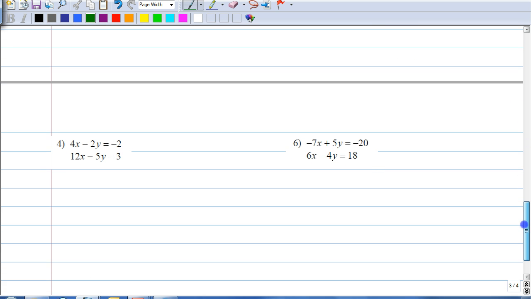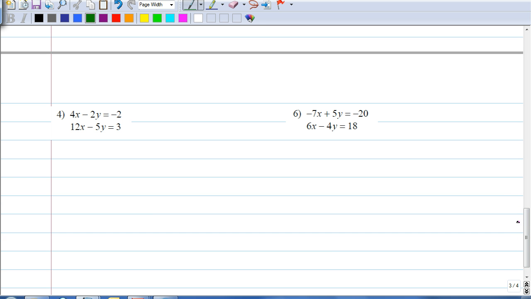So why don't you guys try one on your own here. Let's actually just do example 4. So for this one, why don't you guys solve this one on your own. So hit pause and hit play when you're ready to check your answers.